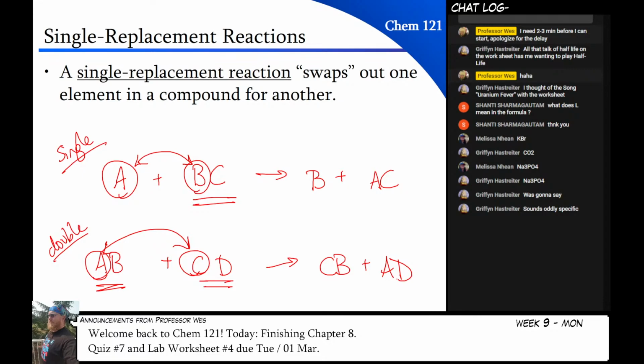So if you are looking at a reaction and you swap one element for another in the products, then look at the number of compounds you have. If there's only one compound in it and the other thing is the element that was swapped out, you have a single replacement. If you swapped two things to make two different compounds, then you have a double replacement.